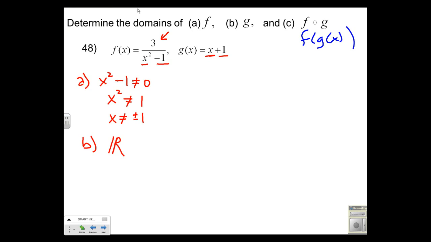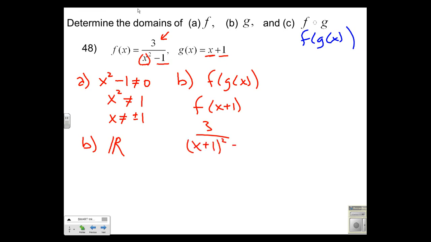F of g of x. So B, I think I'm going to find f of g of x. So here is f of g of x. That is f of x plus 1. f is a factory that puts things here, x plus 1 squared, and then subtracts 1 in the denominator. So this is 3 on FOIL, x squared, plus an x, plus an x, plus 2x.